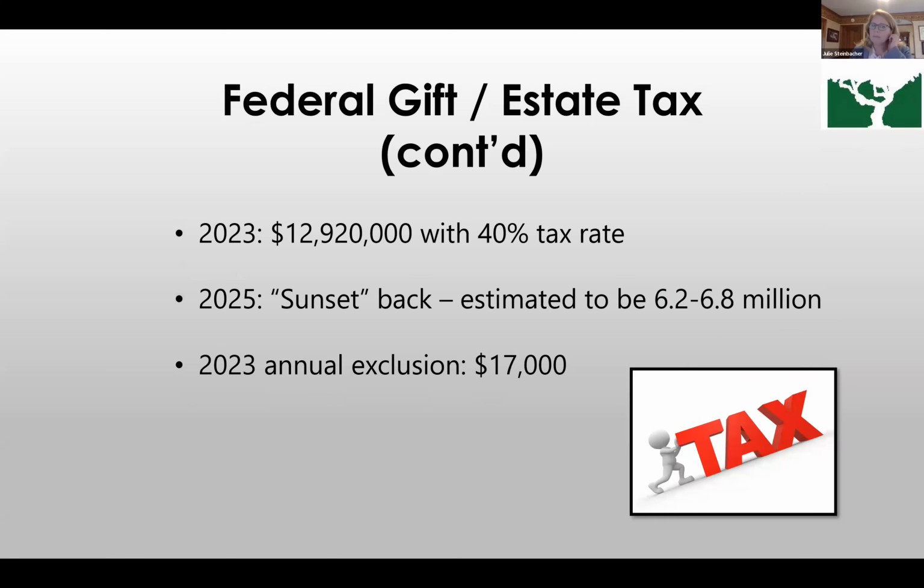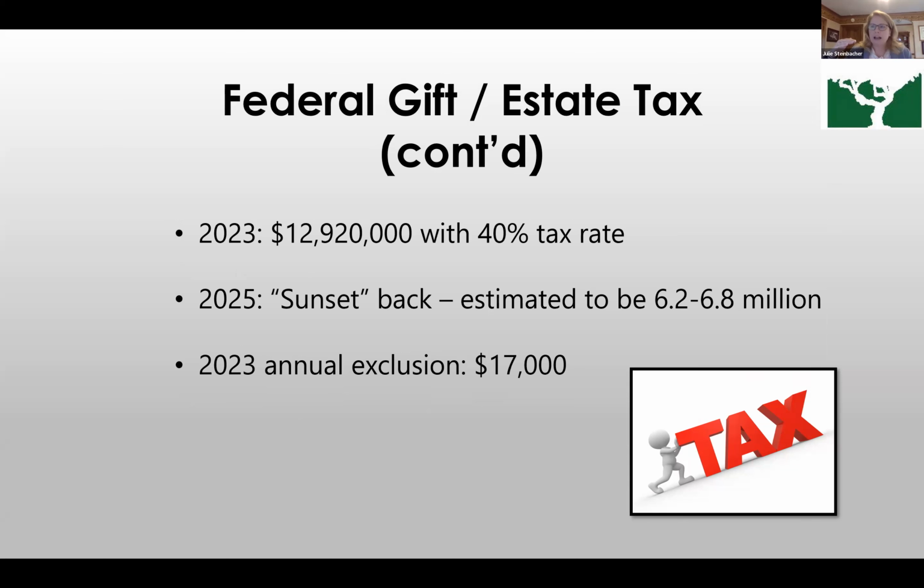And so right now, these are the 2023 things. I have to tell you guys, I updated this PowerPoint way back in October when we first started this. And then I didn't think about adding the 2024, but I looked them up. So in 2024, the federal exclusion is going to be $13,610,000. So its inflation index goes up a little bit every year.